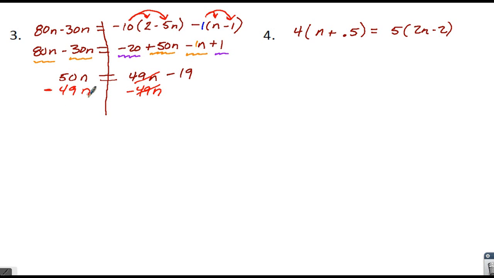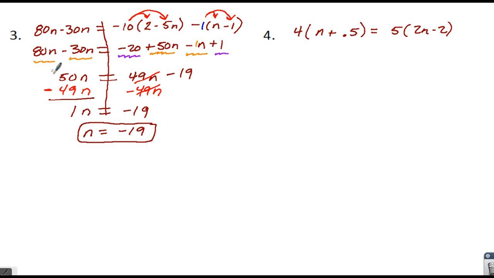So 50 minus 49 is going to give us the value of 1n, and that's going to equal to the value of -19. And you can divide by 1 if you want to, but really the 1 is just an invisible value, so we can just go ahead and state that n equals -19. And there's our answer.